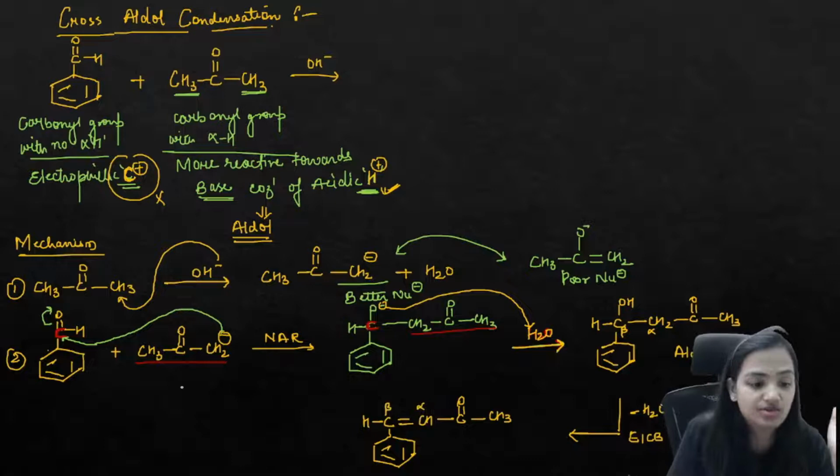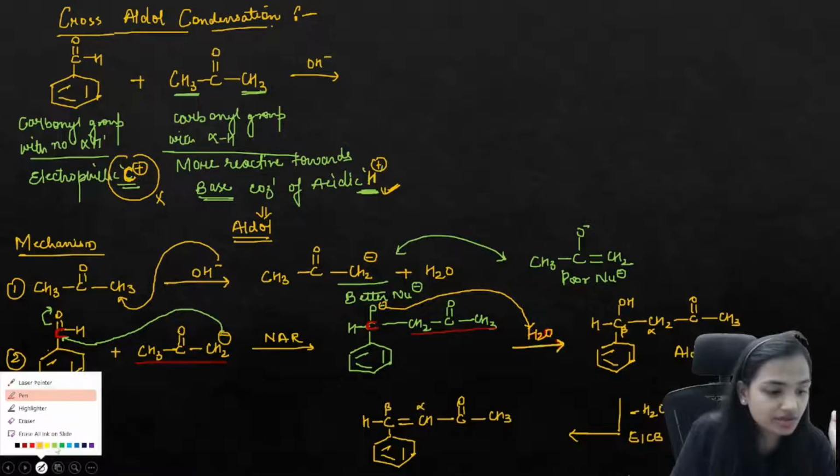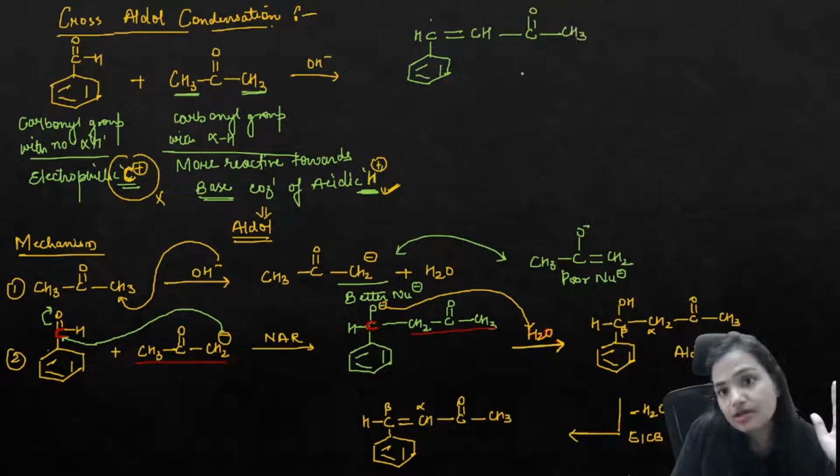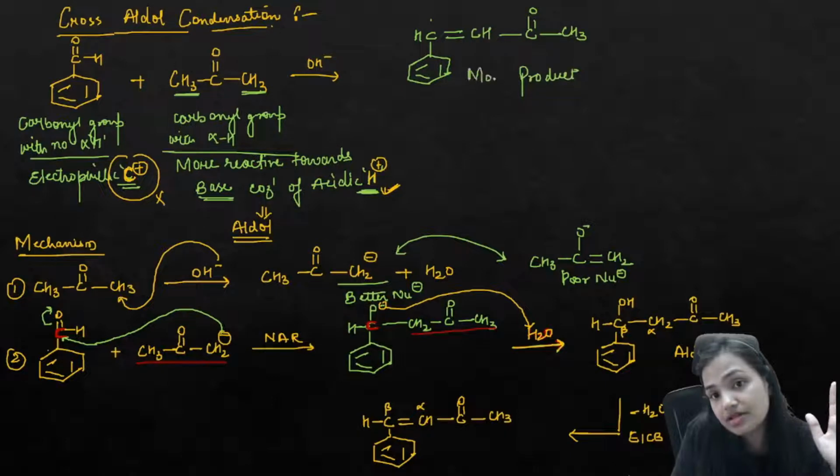So if someone asks you what is the answer for this particular molecule, your answer has to be this, we will be having the nucleophilic attack. Ultimately we will be getting HC double bond CH single bond C double bond O and CH3. So this is your major product.